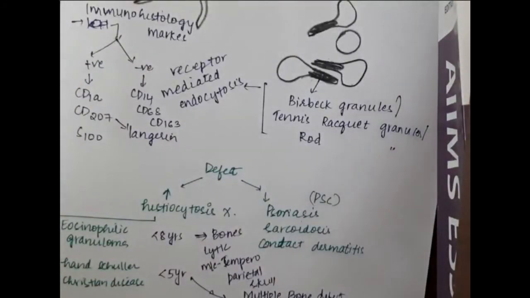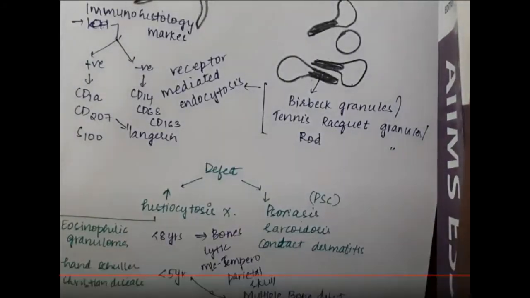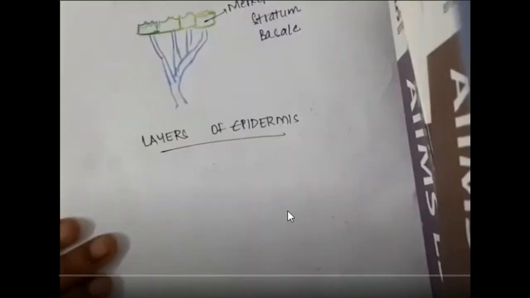Then the fourth and last cell is the Merkel cell, which we will learn later.